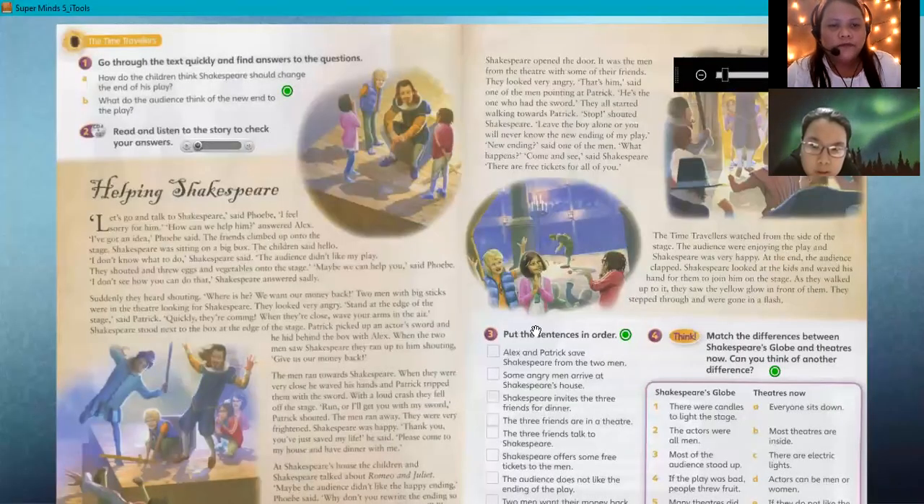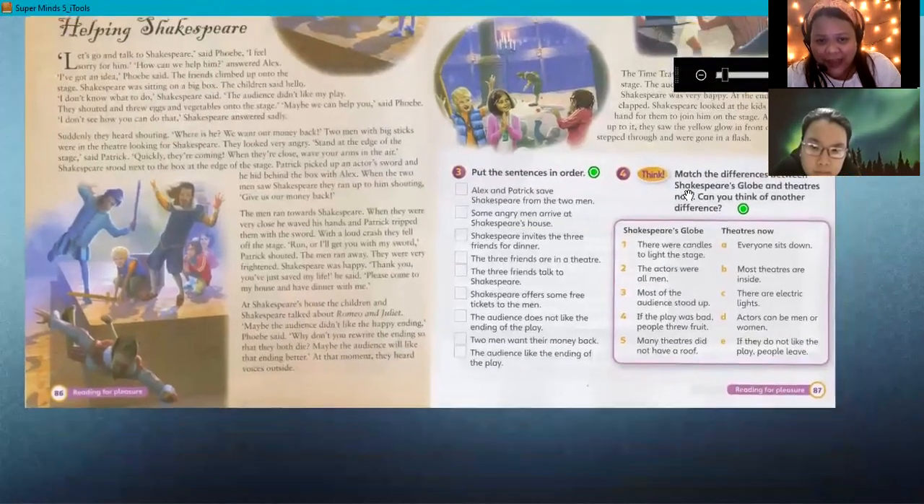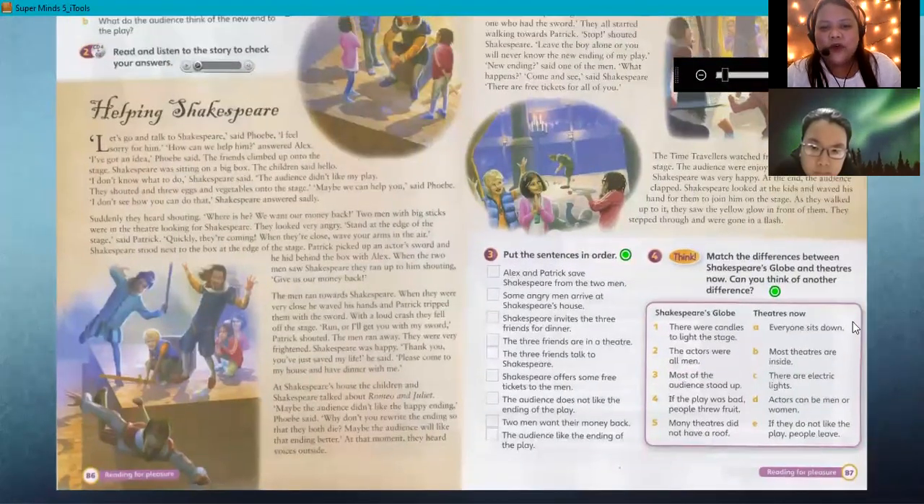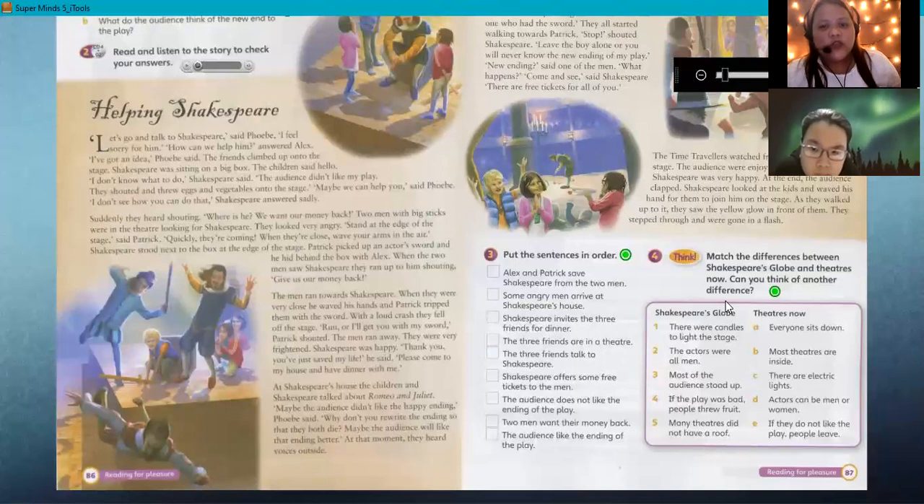All right. So right after we do the sequencing of events, let's have the fourth activity, which is you are going to match the differences between Shakespeare's globe and theaters now. So meaning to say during the time of Shakespeare and what are the theaters nowadays. So can you think of another difference? Okay. So let's just have this first.